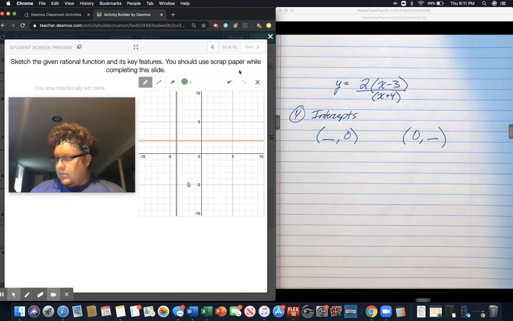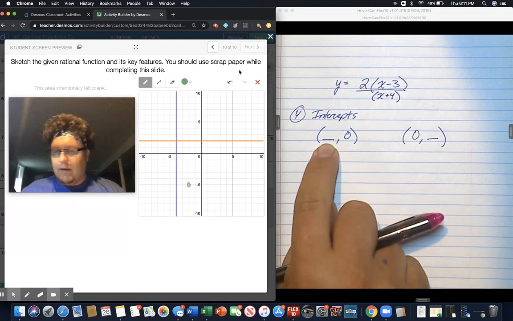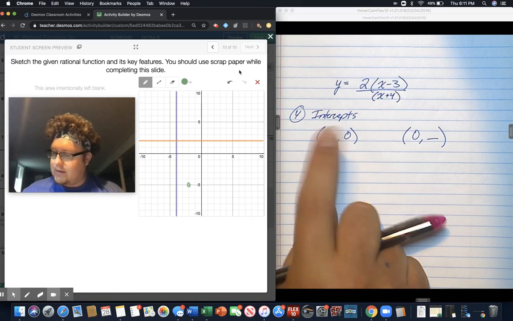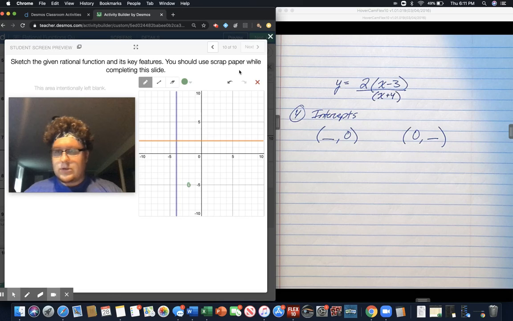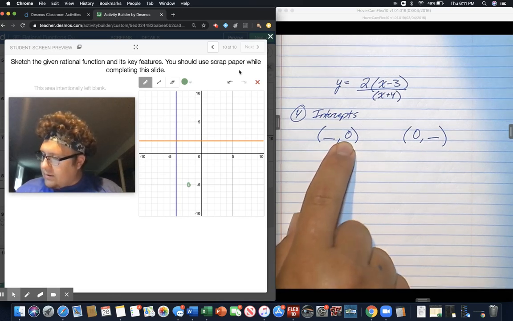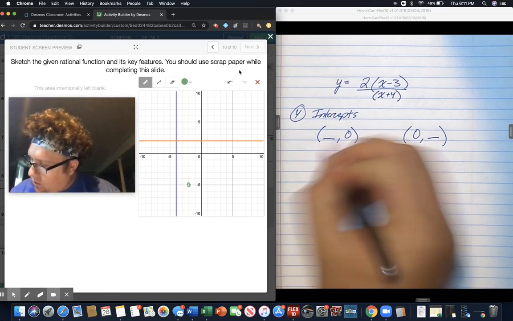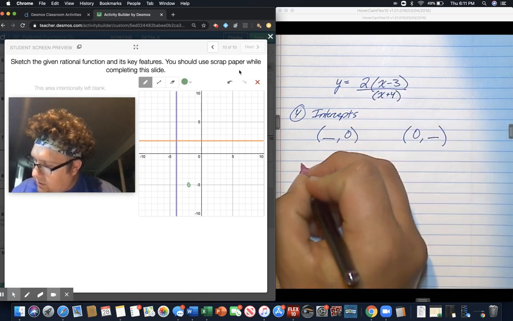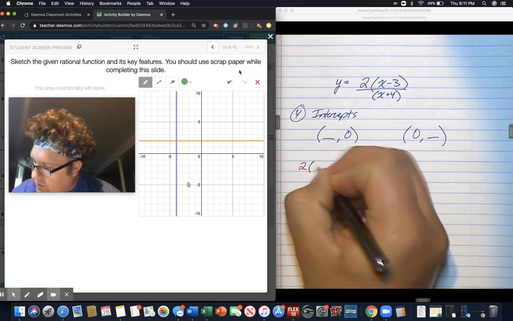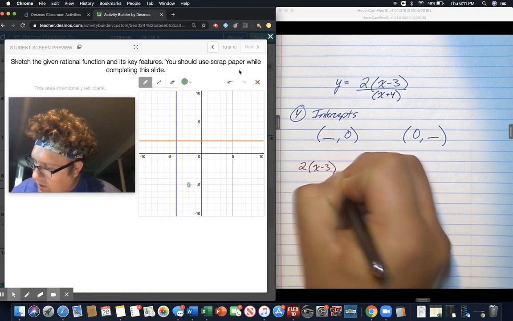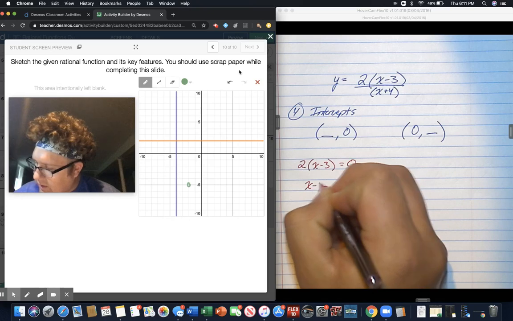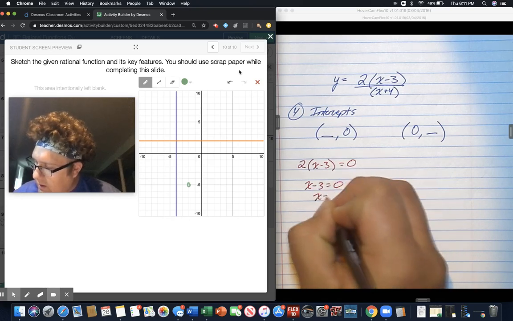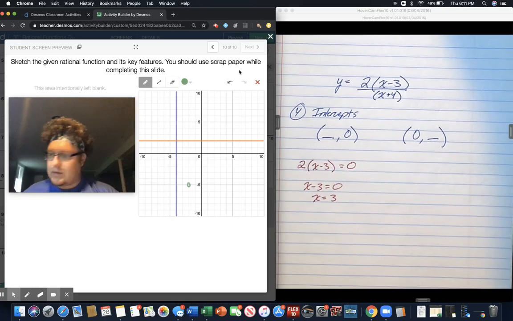So I don't even worry about labeling them x and y, but you can remember that if you're finding a number for x, that's the x-intercept. If you're finding a different number for y, that's the y-intercept. So anywho, first to get y equal to 0, we're going to set the numerator equal to 0. And we're going to say 2 times x minus 3 equals 0. And we could divide out the 2. So really we just have x minus 3 equals 0. And x equals 3 is one of our intercepts.